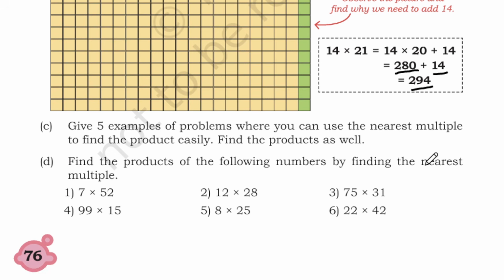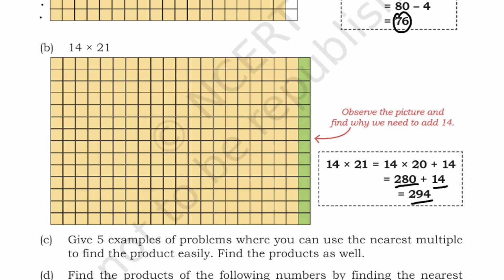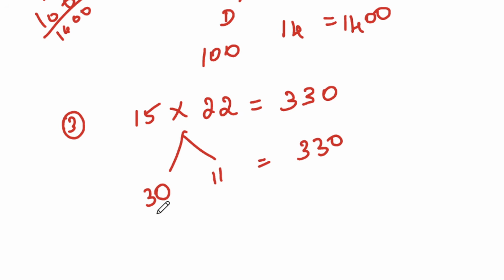Okay. So give 5 examples of problems where you can use the nearest multiple to find the product easily. Find the product as well. So now what we have to do, they are asking to find nearest multiples, give 5 or 6 examples. Okay. So I'm going to give you a few examples. This one, I'll take an empty paper again. Okay, first example.